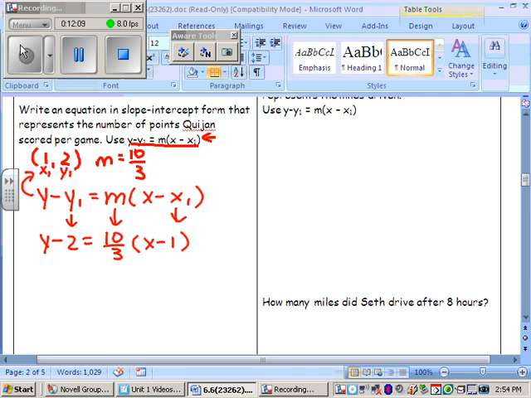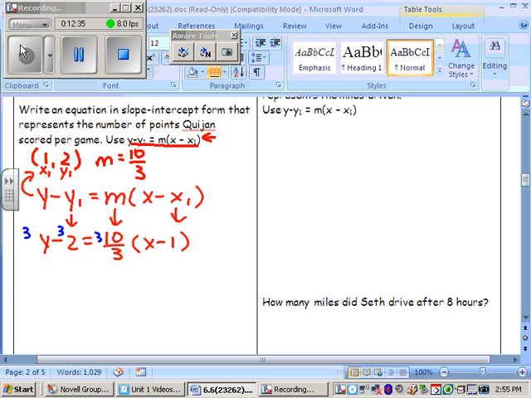Now from here, we could do one of 2 things. We could either distribute the 10 thirds and then clear the fraction, or we could clear the fraction first. Now if you clear the fraction first, because of the parentheses, you only need to multiply the y by the 3, the 2, and then the 10 thirds.